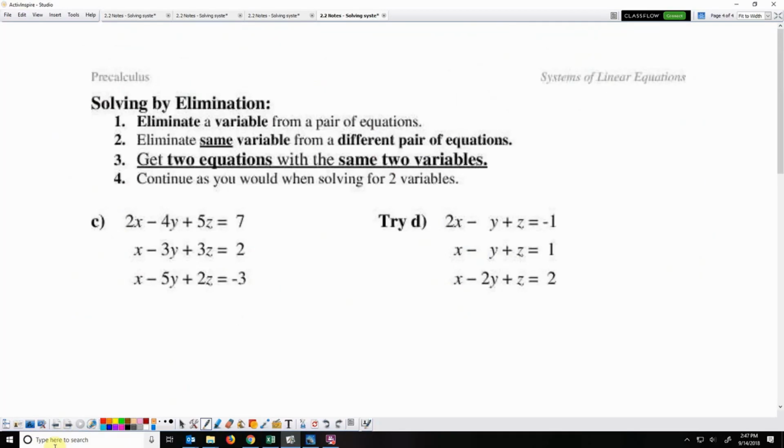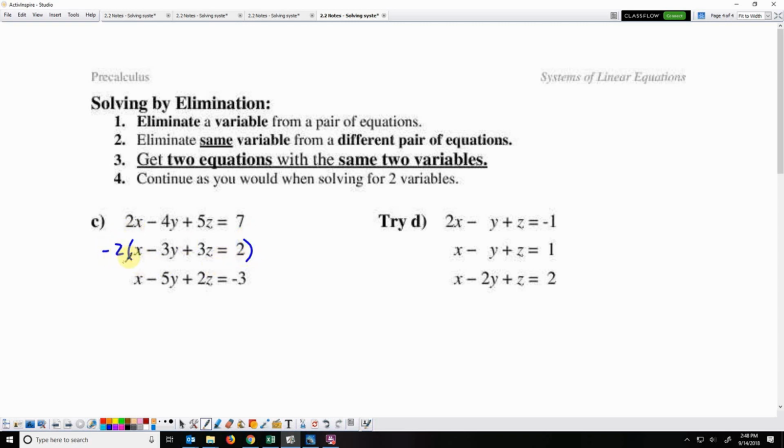Now elimination. So I want to eliminate a variable from a pair of equations and then eliminate the same variable from another pair of equations. So if I eliminate the x twice, I'm going to have two equations with a y and a z. I'll have two equations with two variables, and I'll continue solving as any 2x2 system. So the goal is once again to find a 2x2 system out of this 3x3. So I'm going to choose to eliminate x's because it just kind of looks easy.